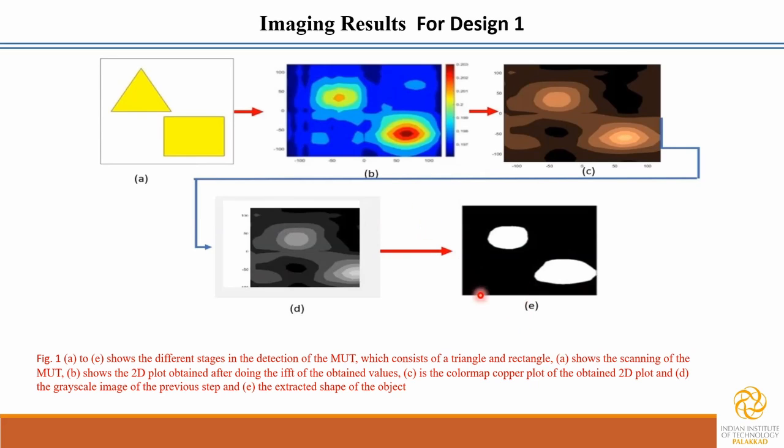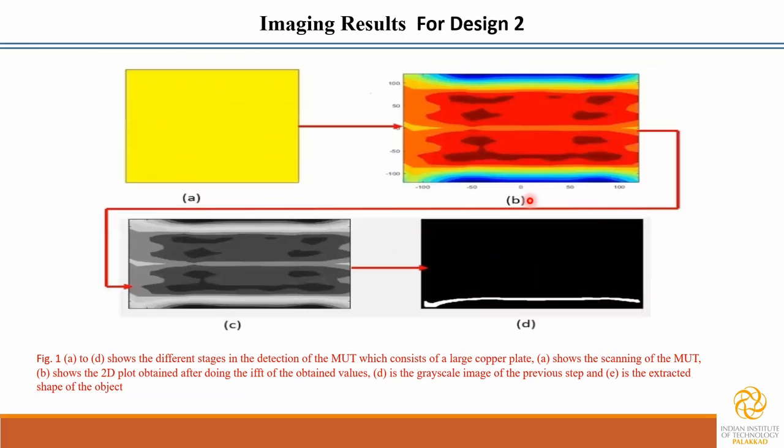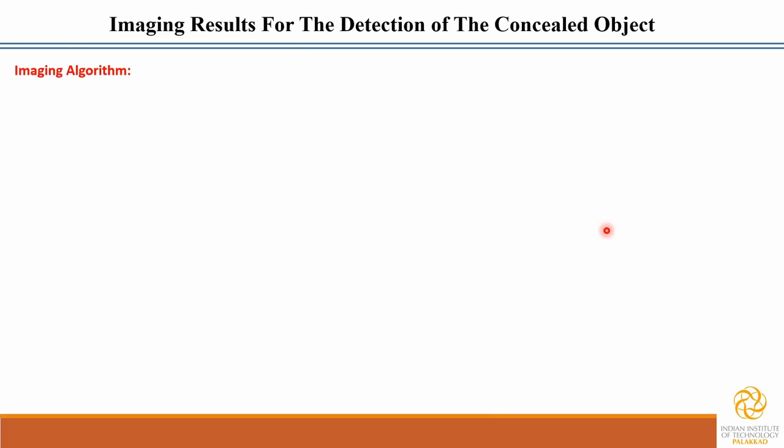In order to get the extracted shape of the object from the 2D plot, in the background there are a lot of image processing algorithms. The same we can also see in the case of MOT design 2, where in image B one can see the 2D plot obtained after doing the IFFT to the obtained values, whereas the last one is the extracted shape of the object, and the third one is the grayscale image of the previous step. So in between there are a lot of image processing algorithms going on, and that I'm going to explain.